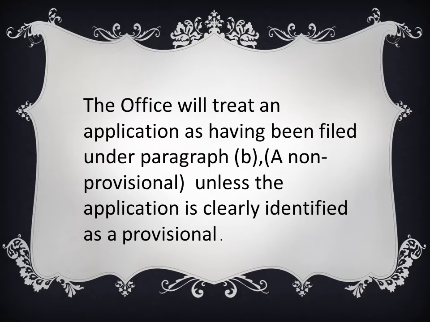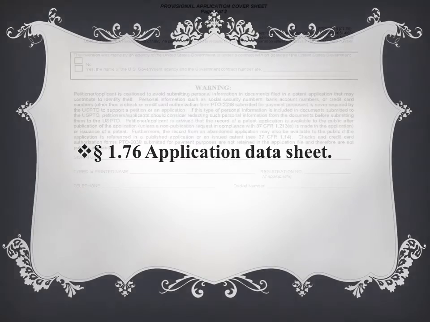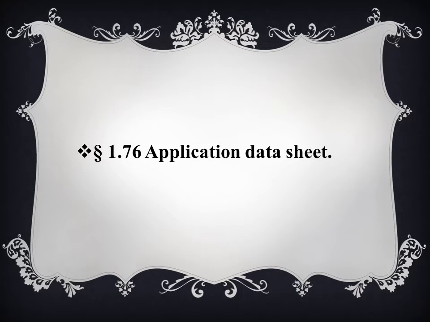The office will treat an application as having been filed under paragraph B, a non-provisional application, unless the application is clearly identified as provisional. This is an example of the application data sheet.